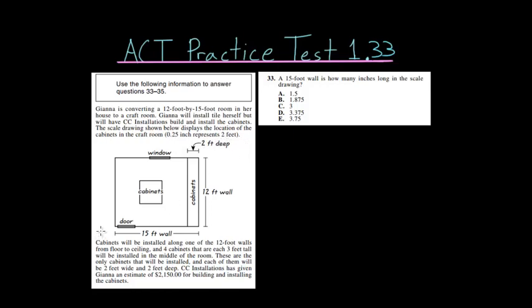Cabinets will be installed along one of the 12-foot walls from floor to ceiling, and 4 cabinets that are each 3 feet tall will be installed in the middle of the room. These are the only cabinets that will be installed, and each of them will be 2 feet wide and 2 feet deep. CC Installations has given Gianna an estimate of $2,150 for building and installing the cabinets.